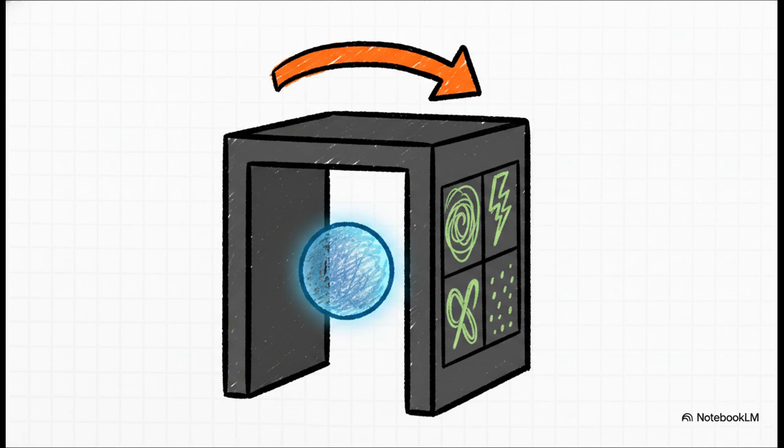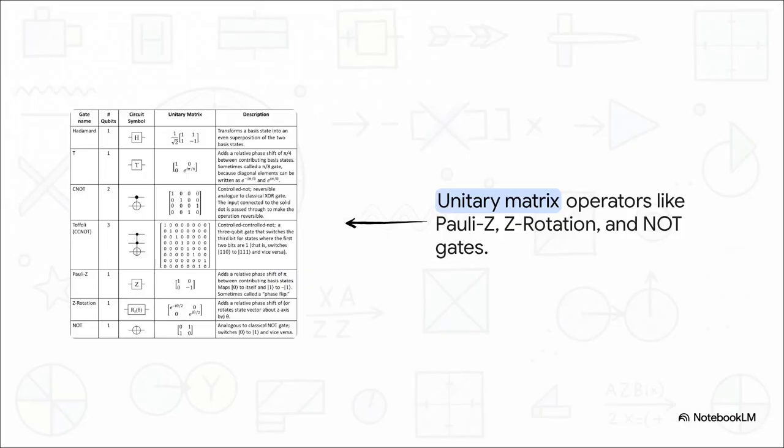If a logic gate is acting on just one single qubit, the underlying math uses a 2x2 matrix. Let's see how these unitary matrix operators actually work in practice. Take the NOT gate, also known as the Pauli X gate. Its matrix acts just like a classical NOT gate by switching the 0 and 1 basis vectors. Multiply the Pauli X matrix by a ket 0 column vector, and boom, you get a ket 1 vector.